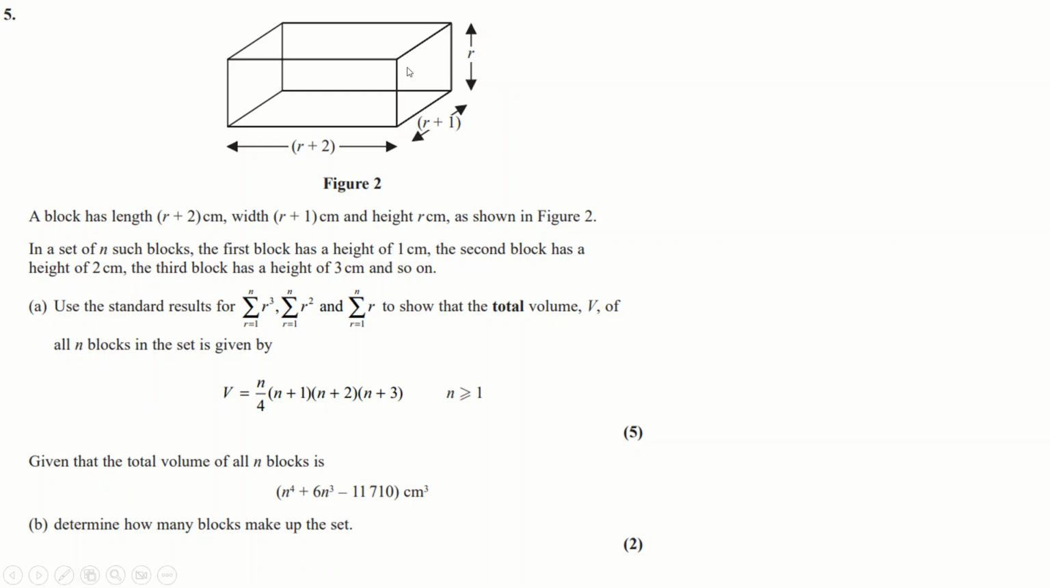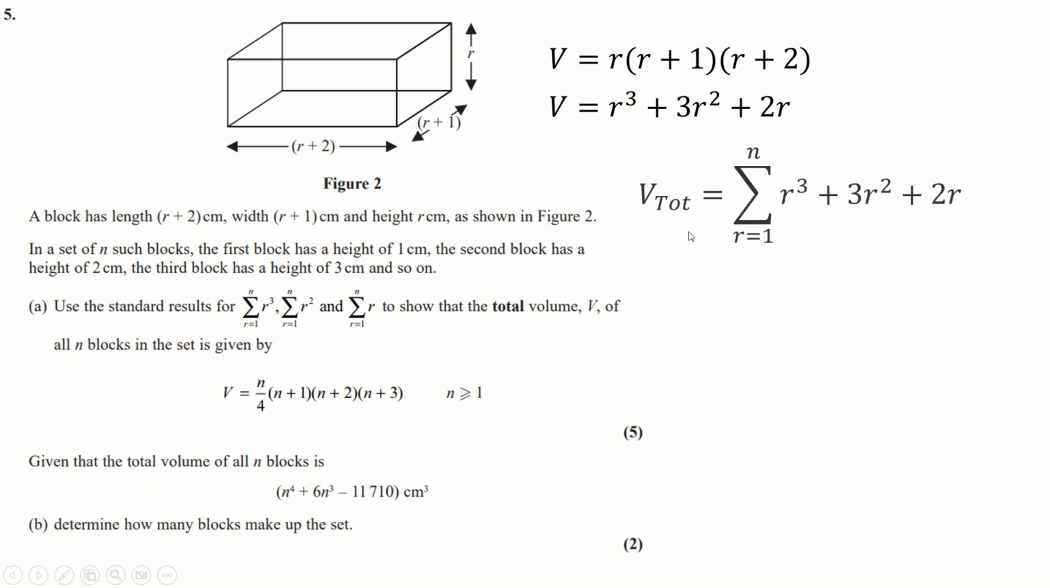Good, so we have this cuboid here. Its volume is clearly r times r plus 1 times r plus 2, which we could expand out fairly easily to get this. So that's the volume of this. And now we have a bunch of these cuboids here, starting with height 1, then height 2, then height 3. Of course, we could substitute those values into here to find all the separate volumes, but it would be easier just to write it like this. The total volume for all of the cuboids next to each other would just be the sum of this formula for the volume running from r equals 1 up to r equals n. So I'm just going to say that.